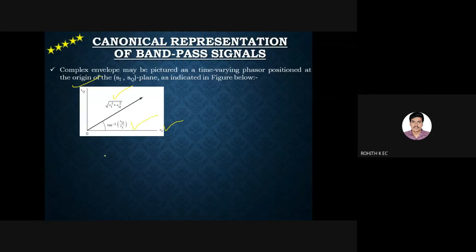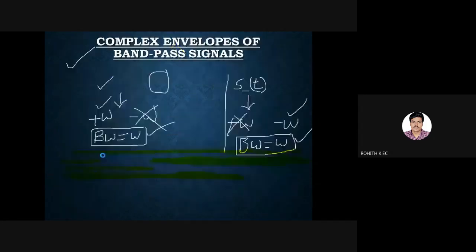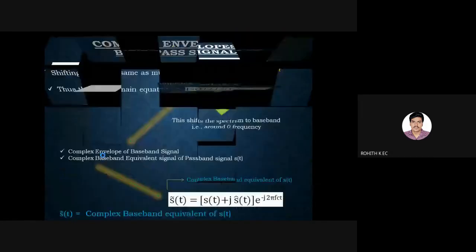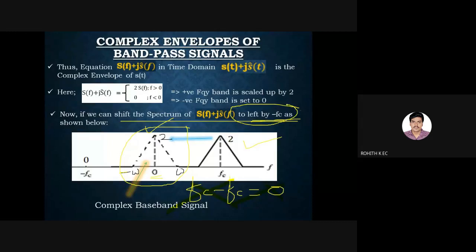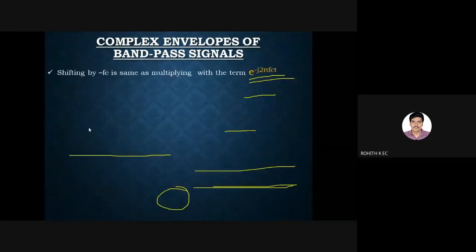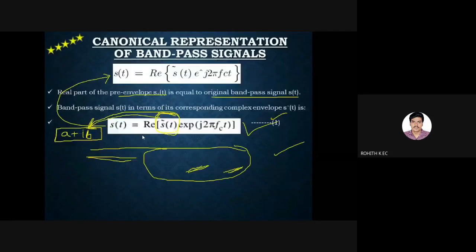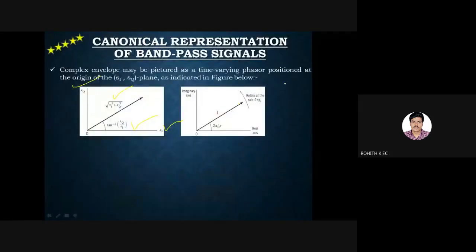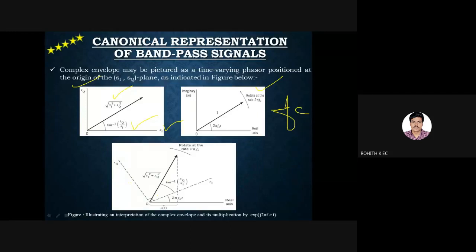And if you could recall the complex envelope that we discussed before coming to canonical representation, what we had done here, we had actually shifted our spectrum by minus fc, right? So this shifting of minus fc is mimicked by multiplying e power minus j 2 pi fct in the time domain, right? So that is what is shown in the next diagram. Here you can see when I say rotate, I'm shifting this by minus fc. After shifting this by minus fc, this is the resultant spectrum that I'm going to get, which will have a zero center frequency, and your frequencies will be at minus w to plus w. So this is the resultant envelope or the spectrum after multiplying by e power minus j 2 pi fct.